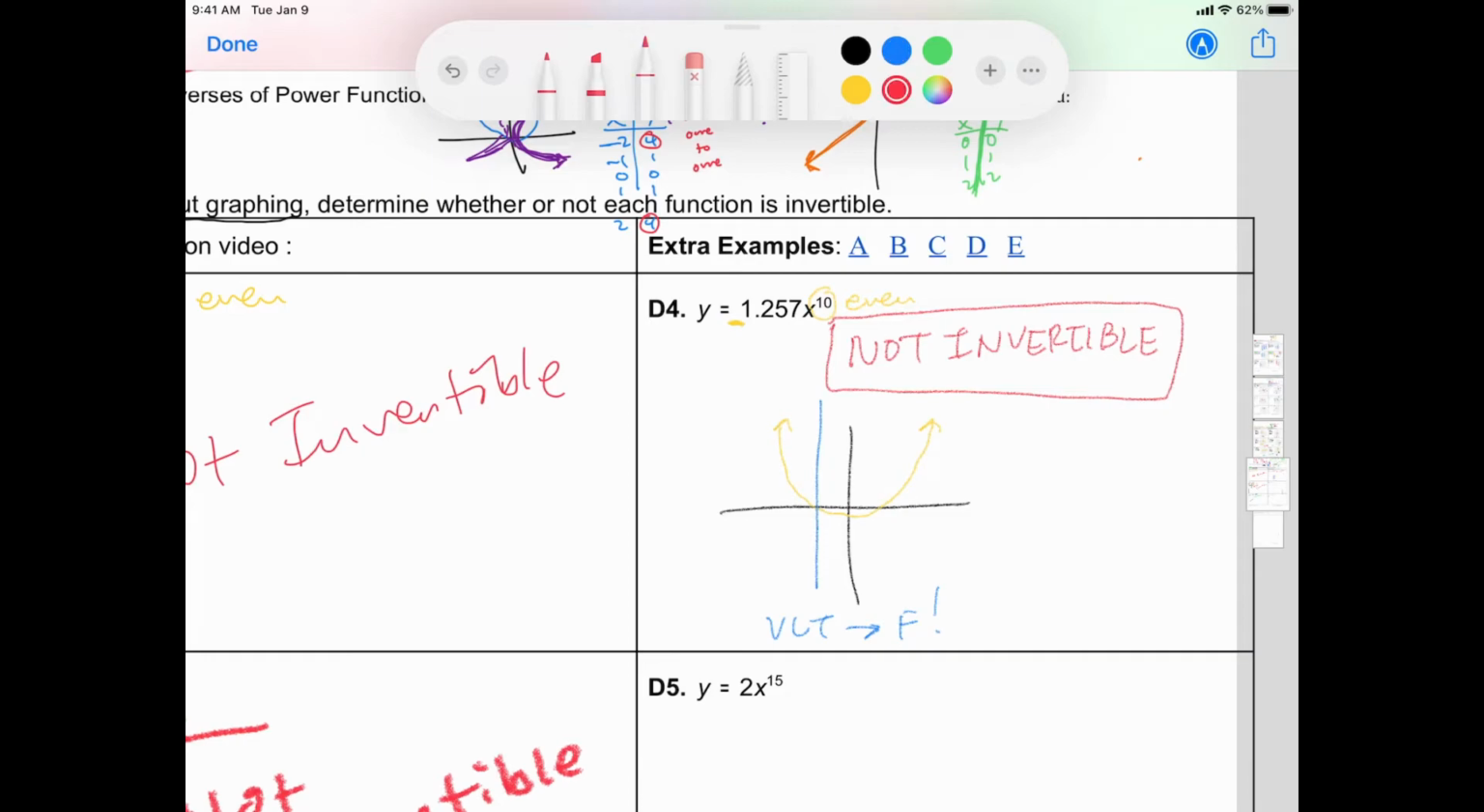But if I do the horizontal line test, it goes through more than one point. So that means on the horizontal line test, it fails. That means that it's non-invertible. This one fails. Okay?